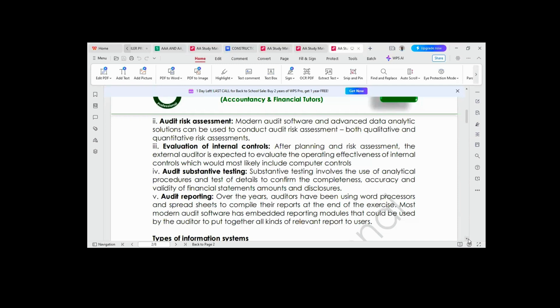So in a way, IT has helped to revolutionize the way we conduct our audits globally. Globally, not only in Nigeria, globally. And the effect cannot be overemphasized. Okay?